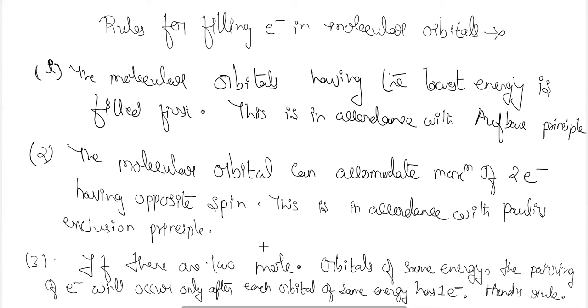So all the rules which are followed for filling an atomic orbital are also followed in the filling of the molecular orbital. That is the Aufbau principle, the Pauli's exclusion principle, and the Hund's rule. All we have to follow. Next, let's see what information is conveyed by the bond order.